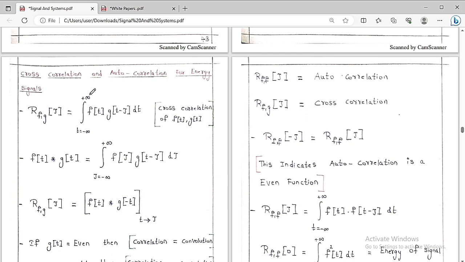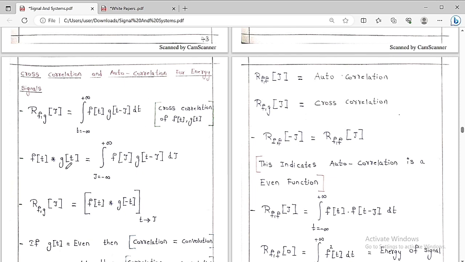Suppose let me take two signals f of t and g of t. If we want to find the cross correlation between f of t and g of t, the formula is r of f comma g of tau is equal to the integration from t equal to minus infinity to plus infinity of f of t into g of t minus tau into dt. So this is called the cross correlation of f of t and g of t.